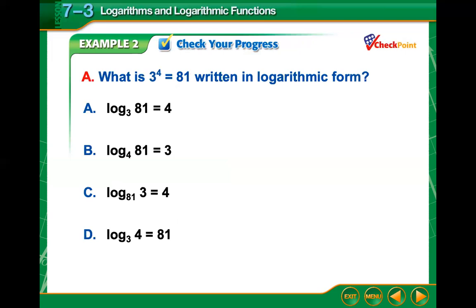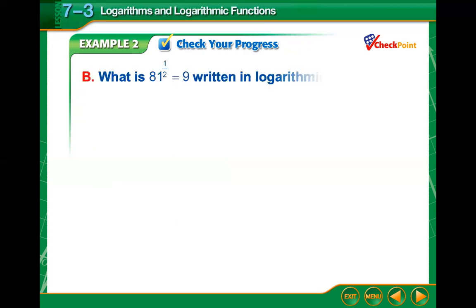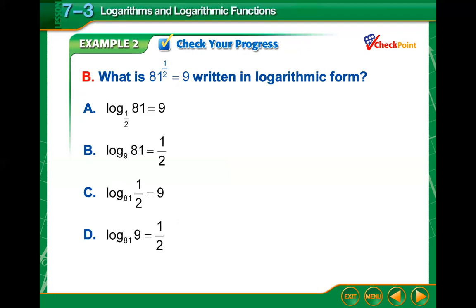All right, go ahead and try this problem. Pause to give yourself time to try it. All right, so we should get log base 3 of 81 equals 4, which is A. Pause the video to try this problem. All right, we should get log base 81 of 9 equals 1/2.